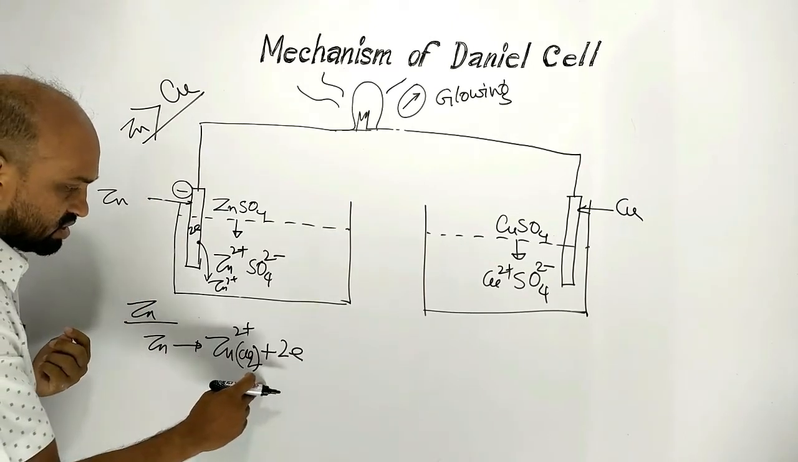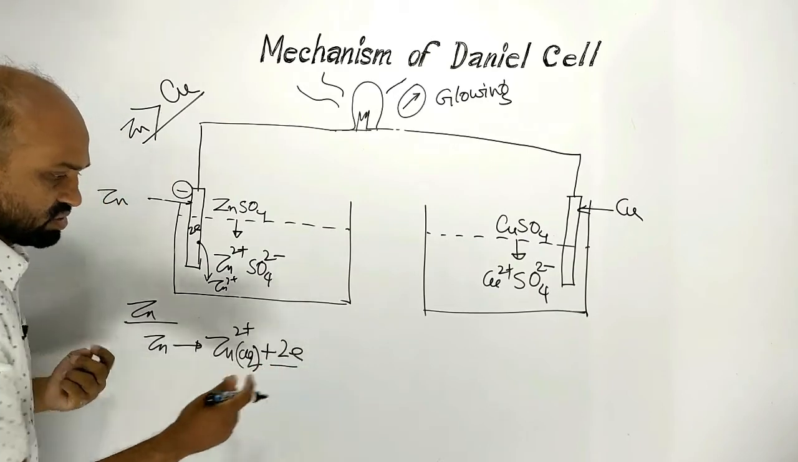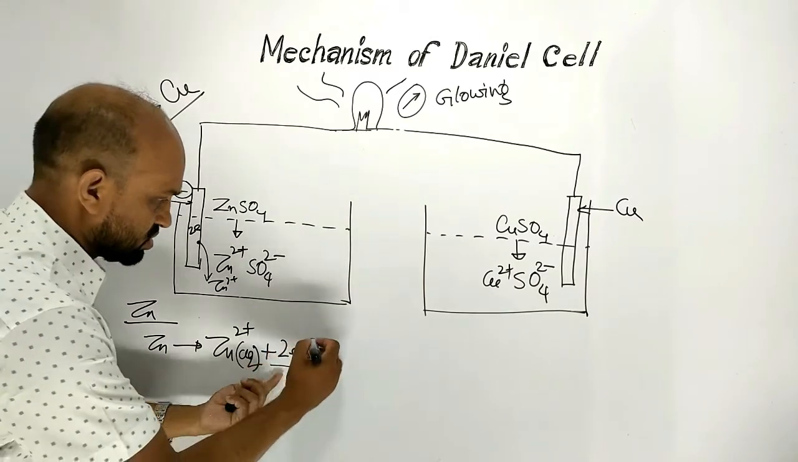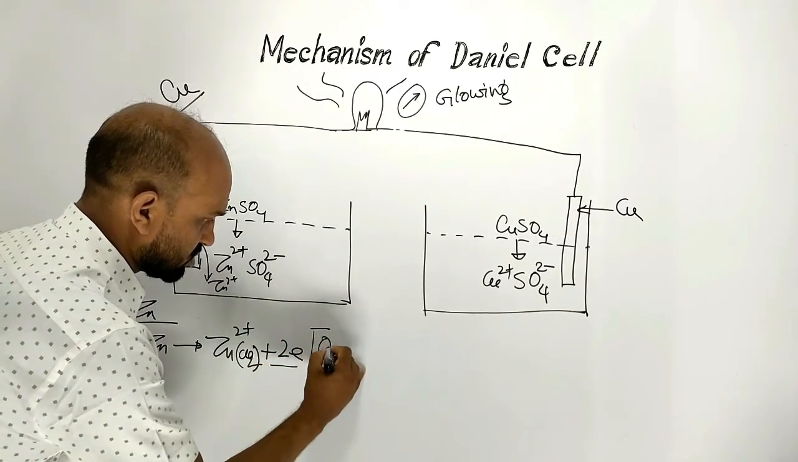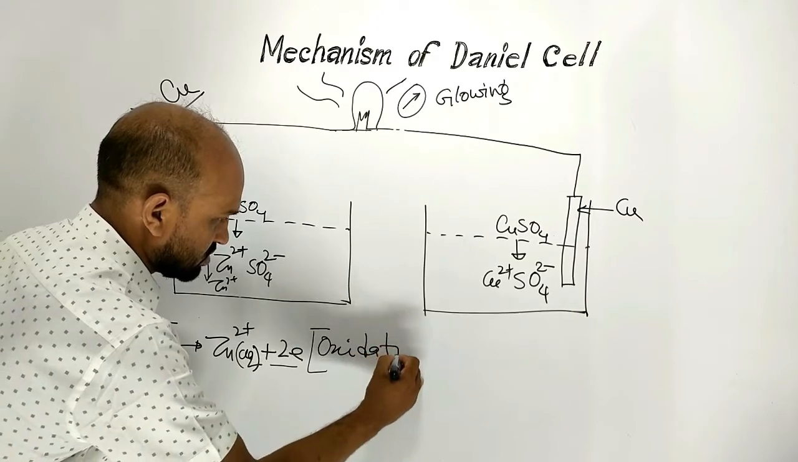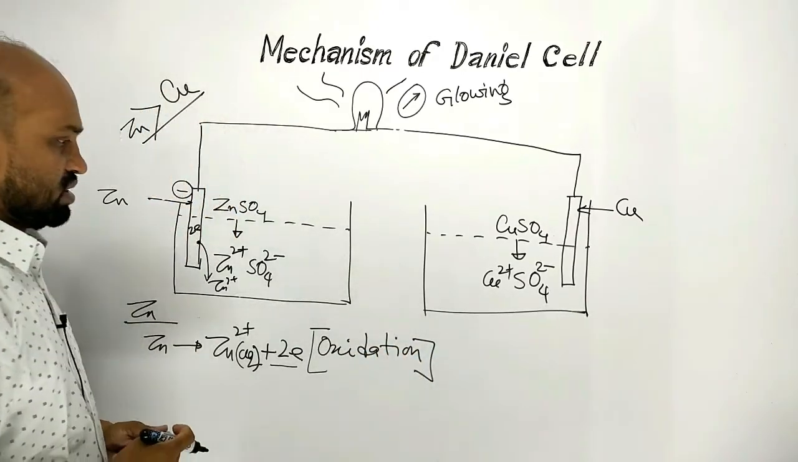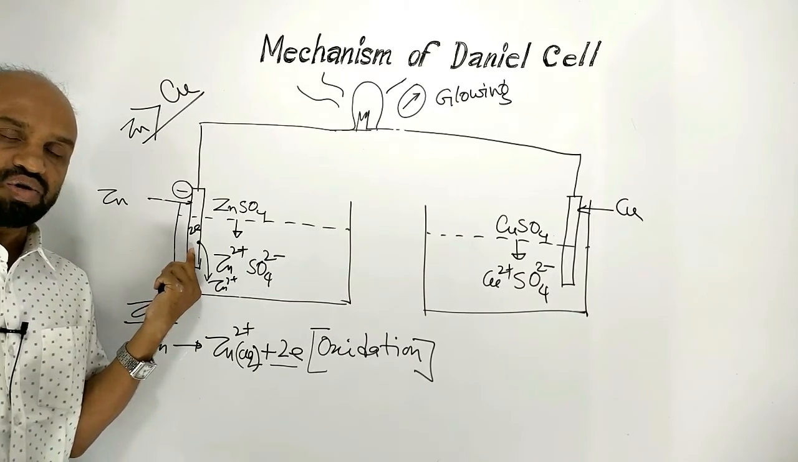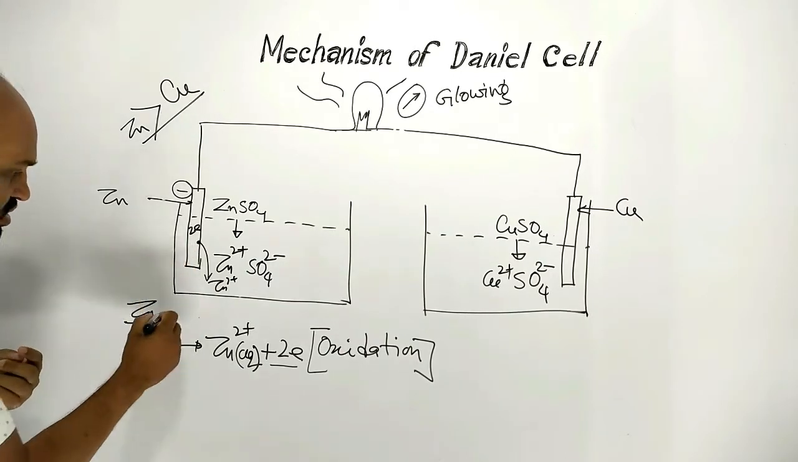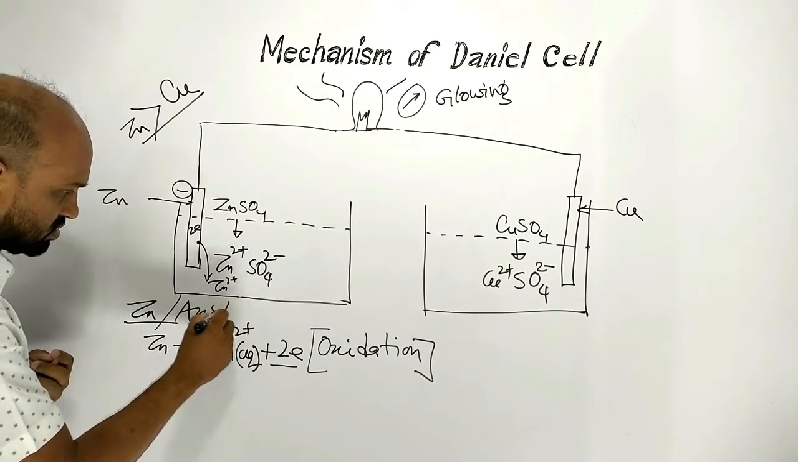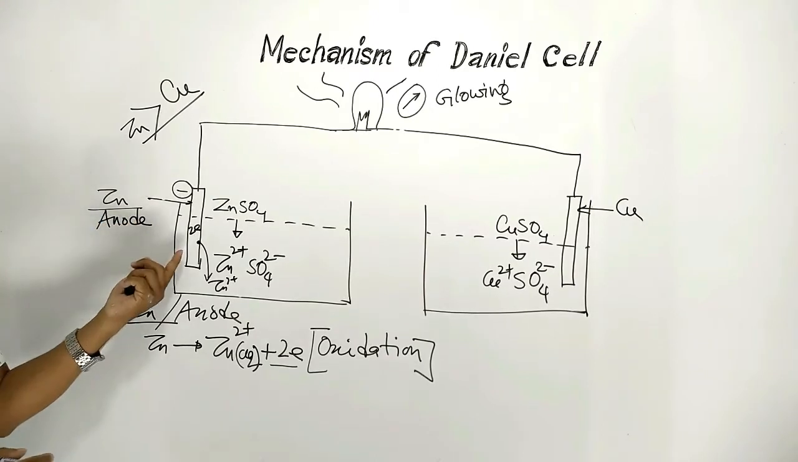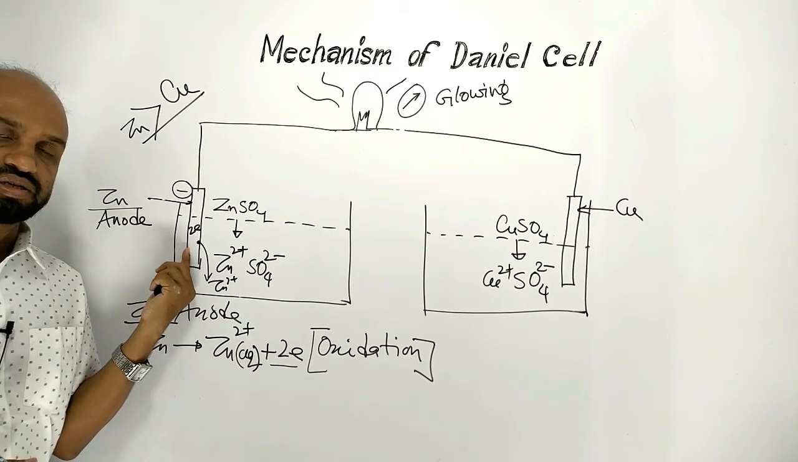And this reaction is the leaving of electrons. And we know that the leaving of electrons, this reaction, is known as oxidation reaction. And the metallic bar where oxidation happens is called the anode. So the zinc bar is the anode. The zinc bar in this Daniell cell acts as the anode.